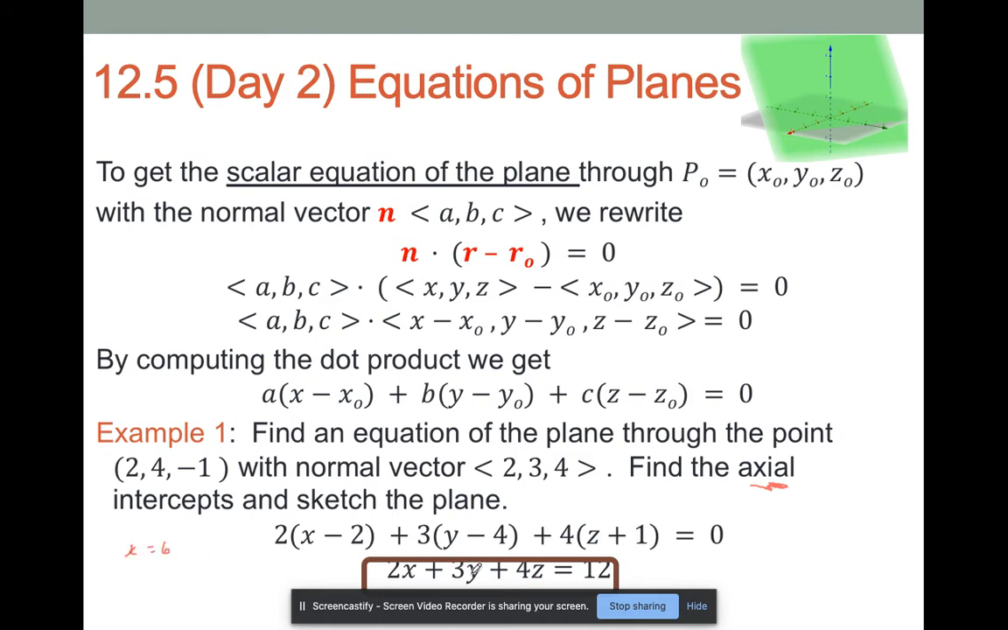Where does it hit the y-axis? Well, that would be when x and z are 0. How about the z-axis? When x and y are 0. And then no judging my drawing. Over here, I'm going to try to draw. X is 6. Y is 4. And z is 3.